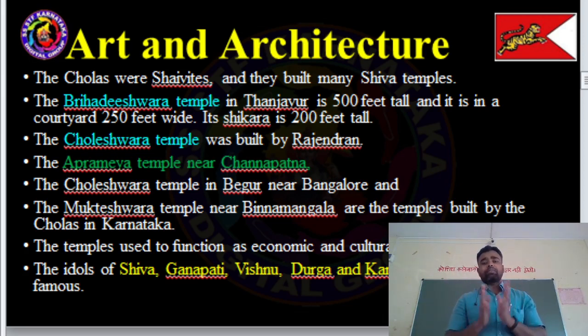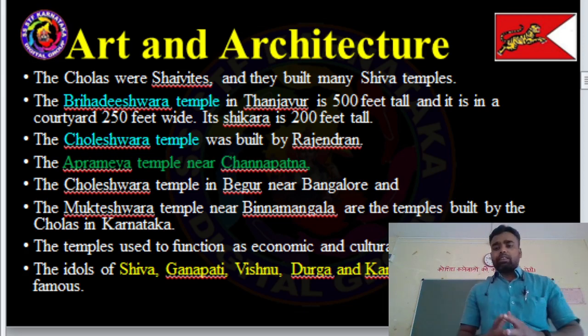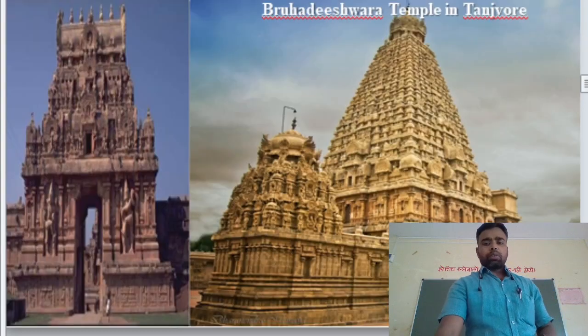And idols of Shiva, Ganapati, Vishnu, Durga and Kartikeya of this time are famous. Means during the time of Cholas, very famous idols are the Shiva idol, Ganapati, Vishnu, Durga and Kartikeya. These are the very important idols.